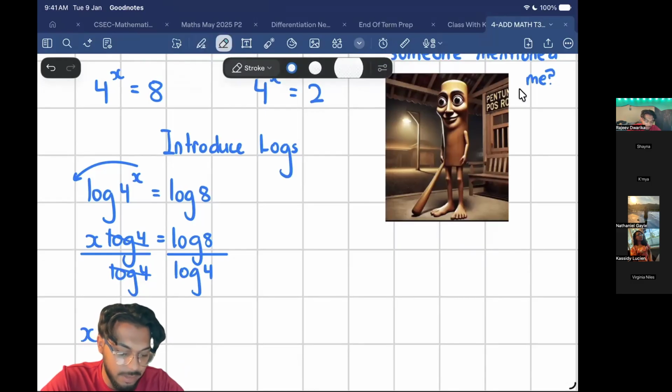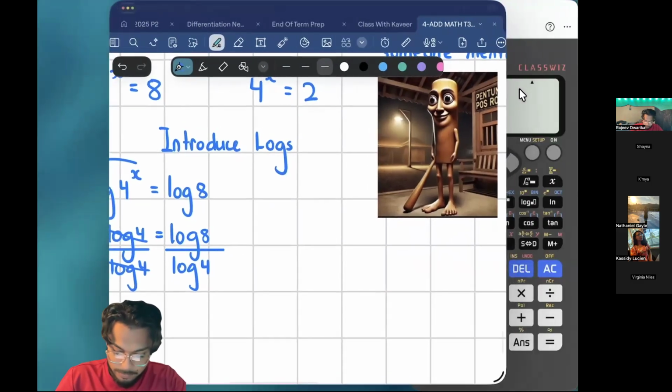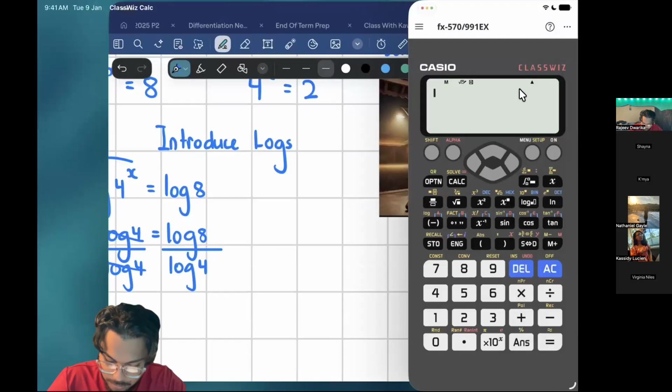I would teach my math students that as well when I was doing logs. So the answer is just going to be log 8 all over log 4, which is 3 over 2.